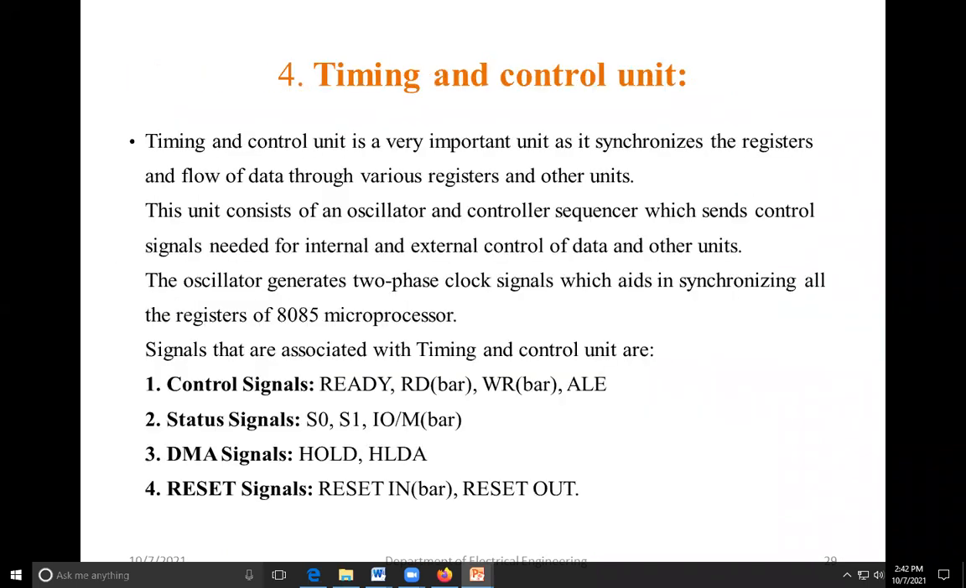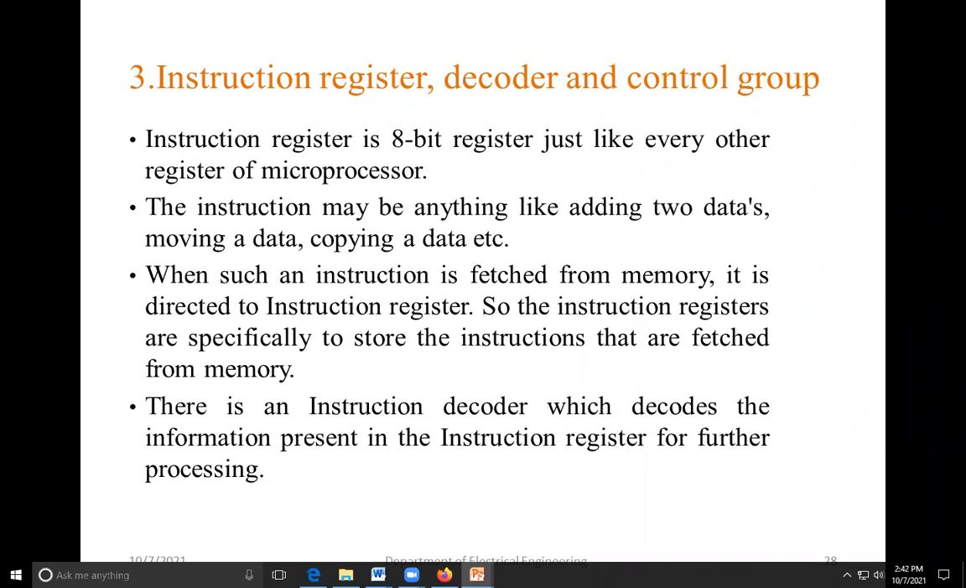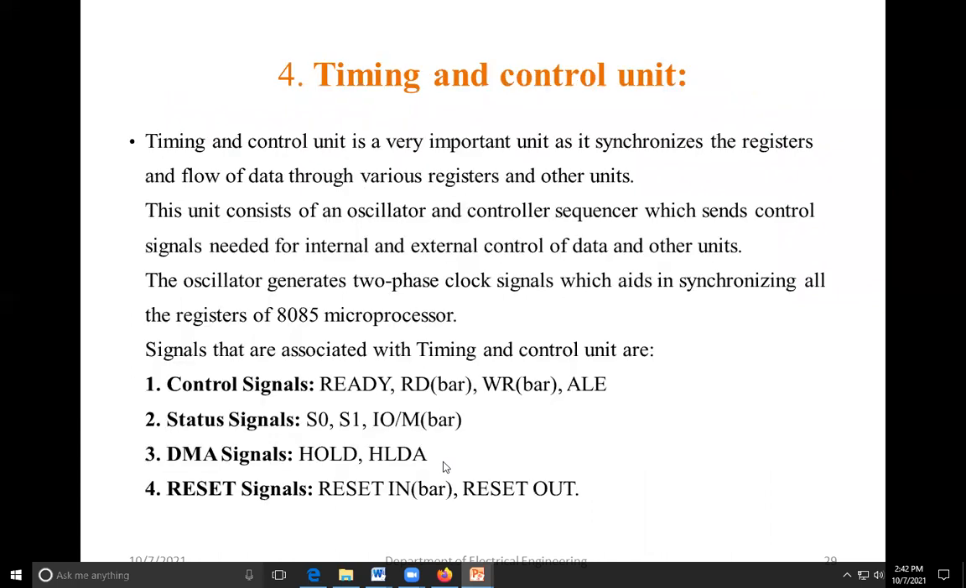Timing and control. I am discussing what is meant by the decoder. When an instruction is fetched from memory, it is directed to the instruction register. The instruction register specially stores the instruction that is fetched from the memory. Okay, so timing and control.